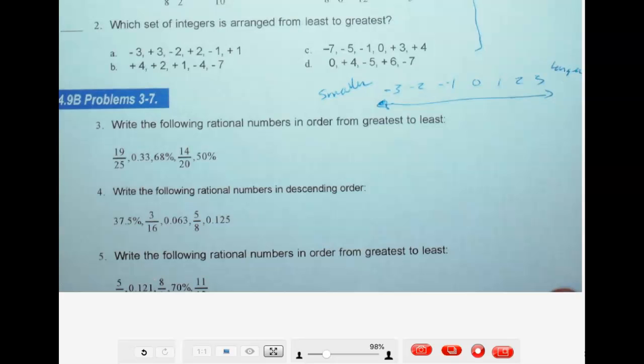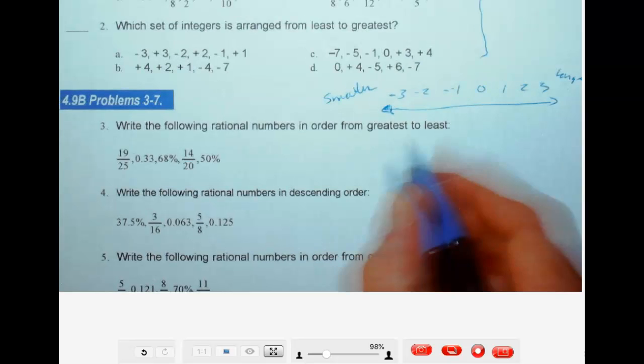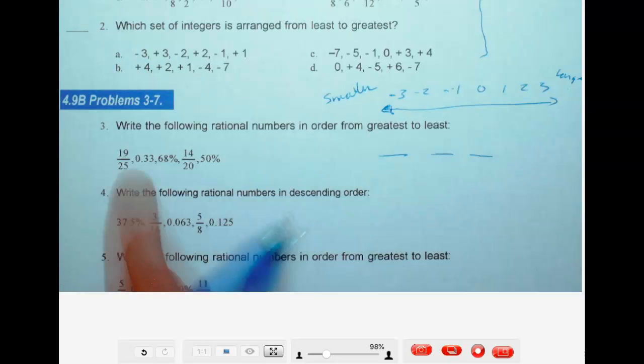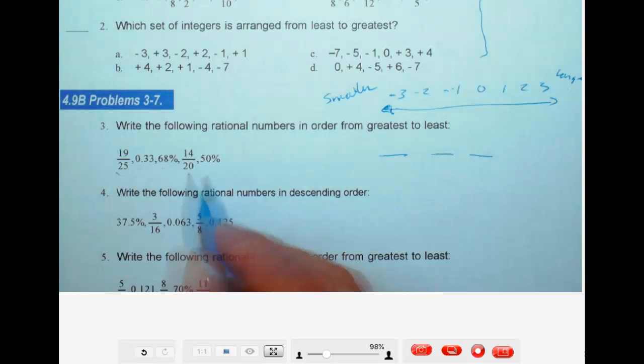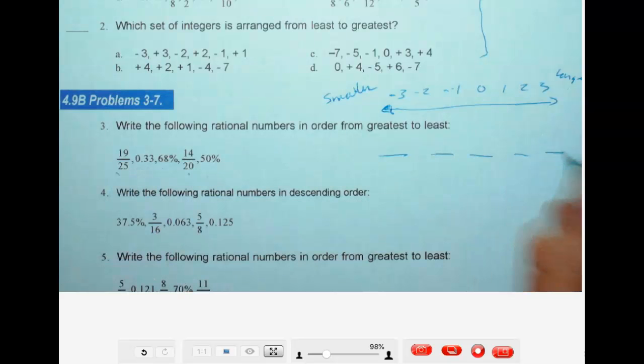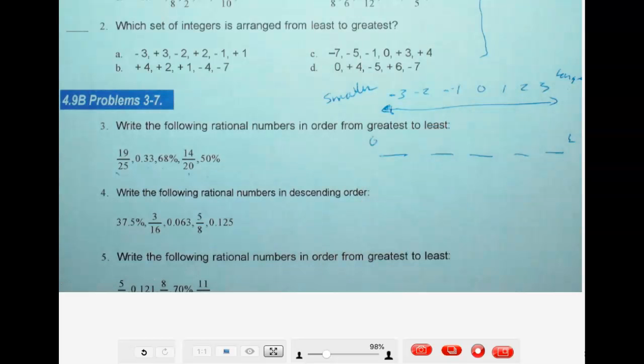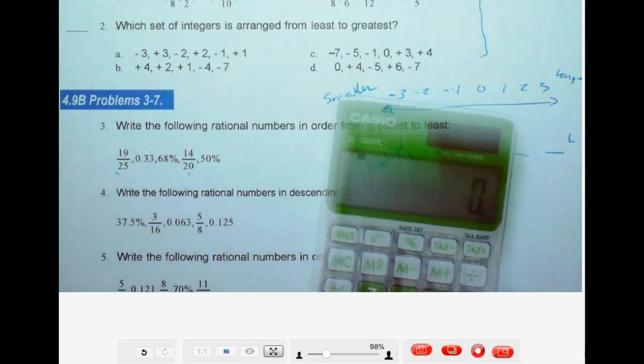Write the following rational numbers in order from greatest to least. So here we've got to reverse the order. The first thing I always do is put down where I'm going to put my answers: 1, 2, 3, 4, 5. And these are going to be from least to greatest. So let's get them all into decimal form. There's nothing fancy or pretty about this, just some hard work.